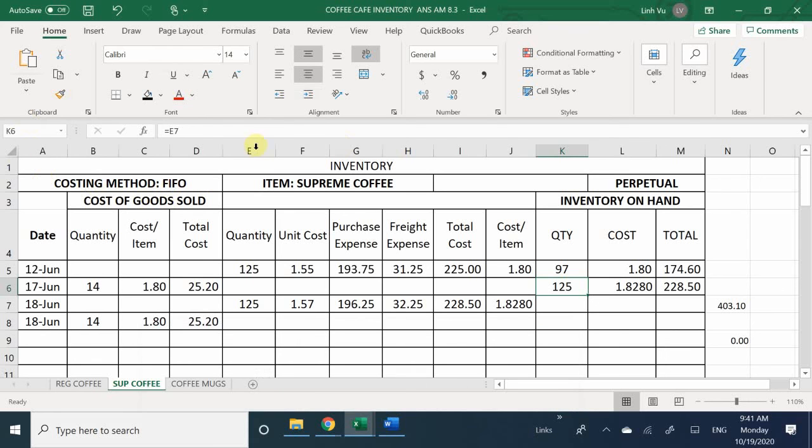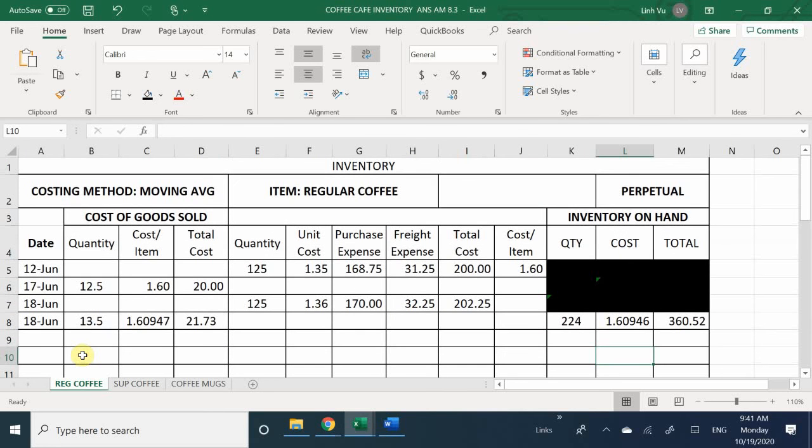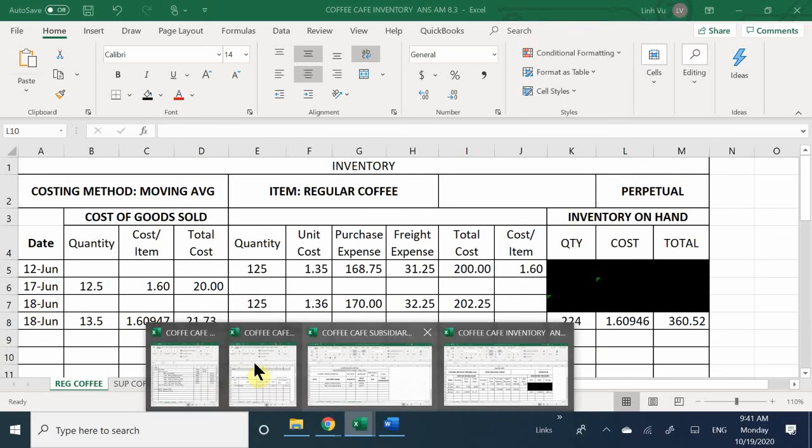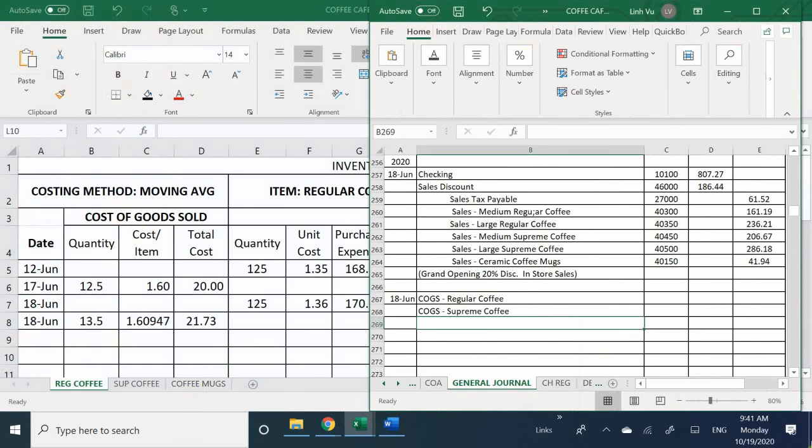So now that we have our cost of goods sold, right, we know that for the Supreme Coffee, our total amount that we sold was $25.20, and then for my regular coffee is $21.73. So I'm going to go to my journal, and that's exactly what I'm going to place here: $21.73 and $25.20. All right. Can someone tell me what the cost of goods sold regular coffee account number is?